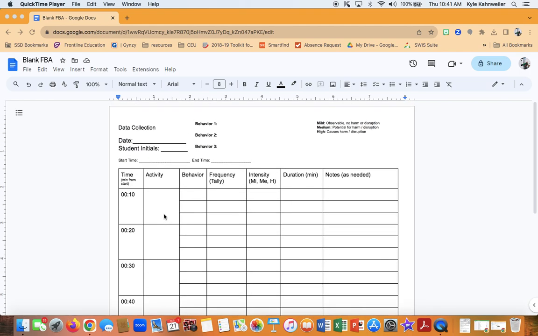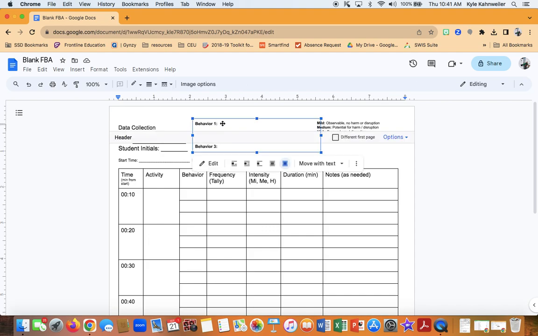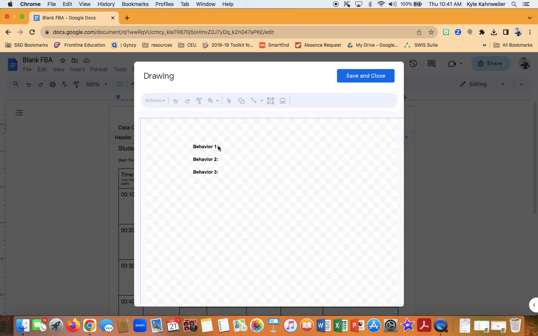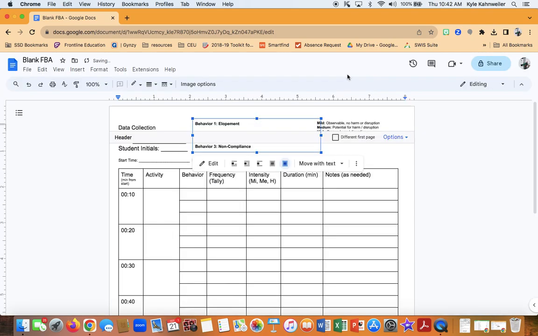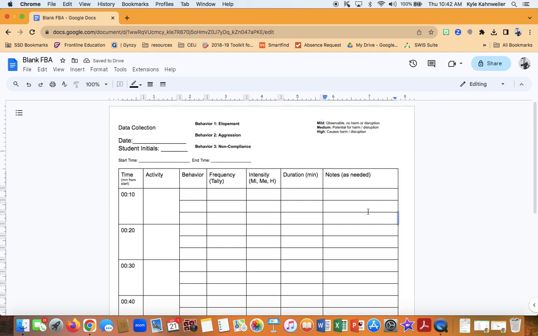So with this blank sheet, what we will do is first, in the pre-interview process, identify what are the behaviors of concern, and we will fill them in here. So what we might have identified, and we have to edit this by triple clicking, is the different behaviors that we are concerned with. So for here it might be elopement, aggression, and non-compliance. So we will save that, and then we'll be able to print this out and have 10 separate sheets, because we do hope to get at least 10 data points.